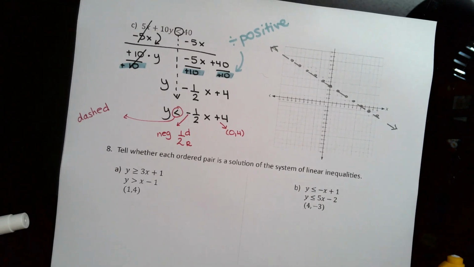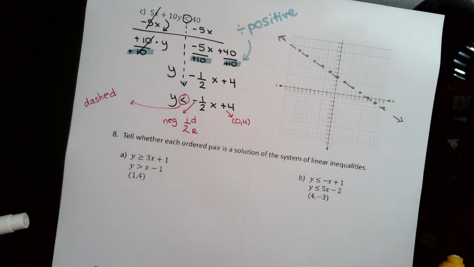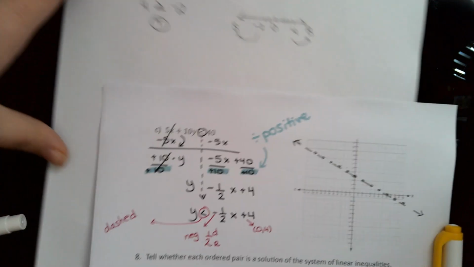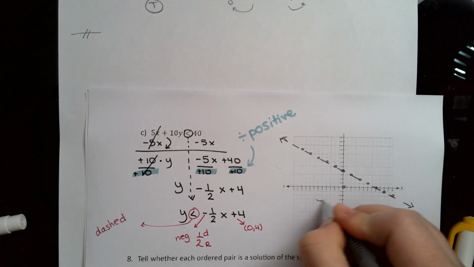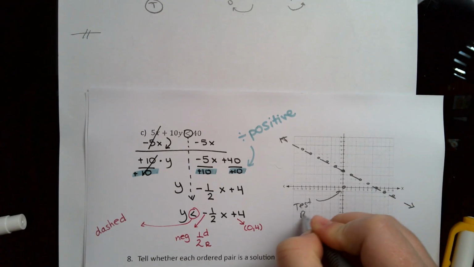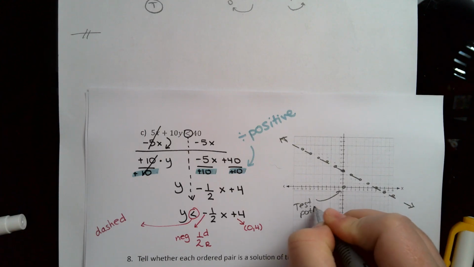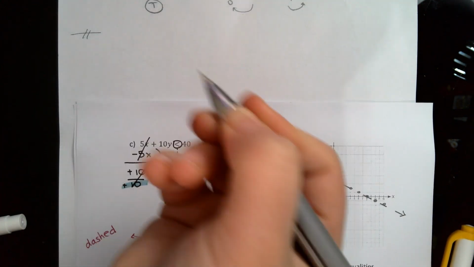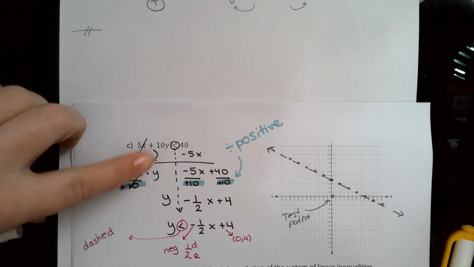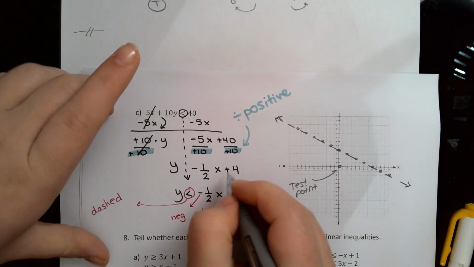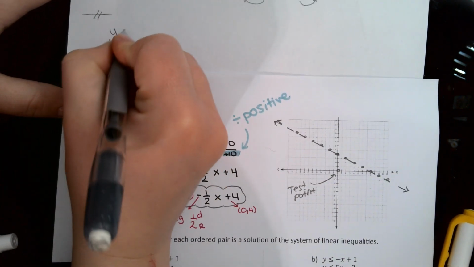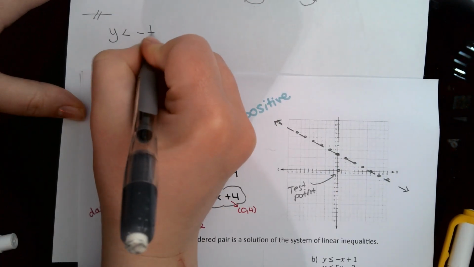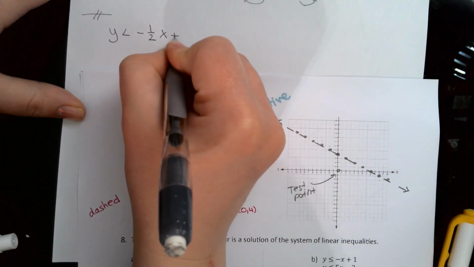And then we do our testing point. Again, I'm using my separate sheet of paper for our testing point. This one, (0, 0), is available to us, and we're going to copy down. Now, again, you have a choice. You can either use the original C or you can use the one that you created. It is up to you. I'm going to choose to use the one that we created. So we have y is less than negative 1/2 x plus 4.